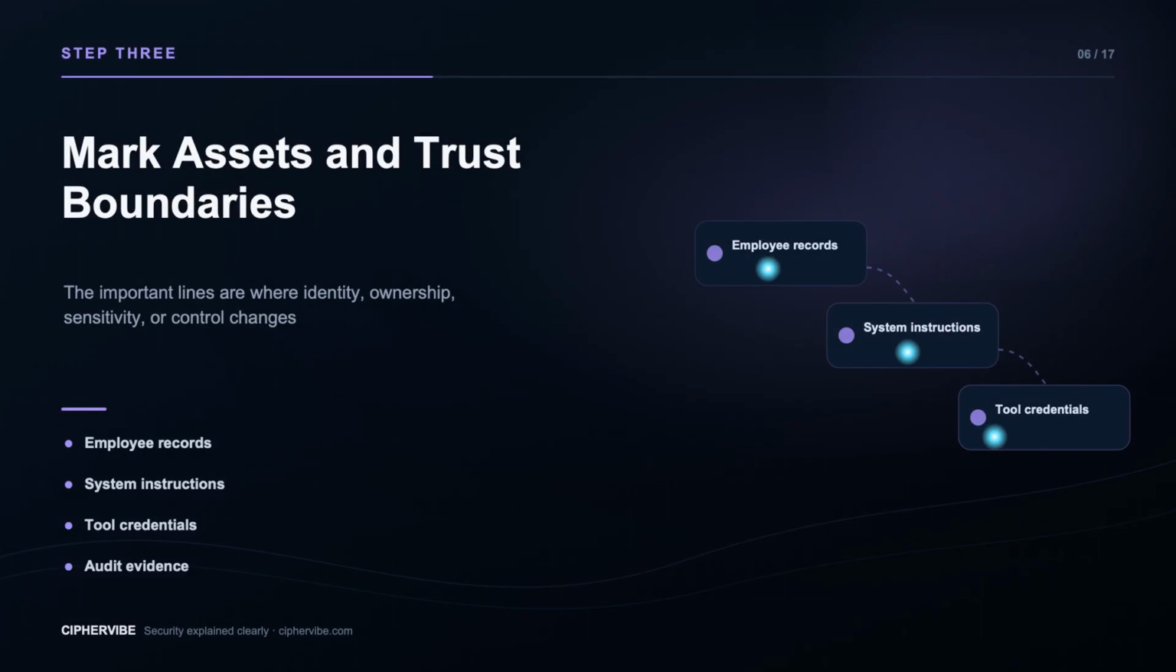Now label assets: employee attributes, policy documents, system instructions, tool credentials, memory, and audit evidence. Draw a trust boundary wherever identity, data ownership, sensitivity, or administrative control changes. User input crossing into the prompt builder is one boundary. Retrieved content entering model context is another. A model proposal crossing into a tool is a third.